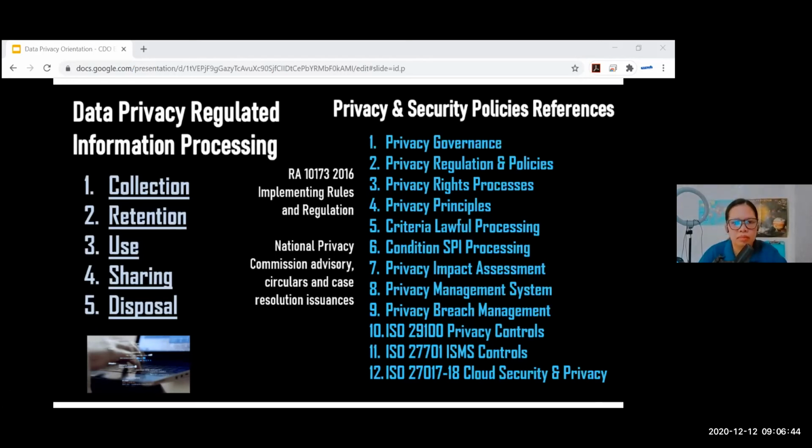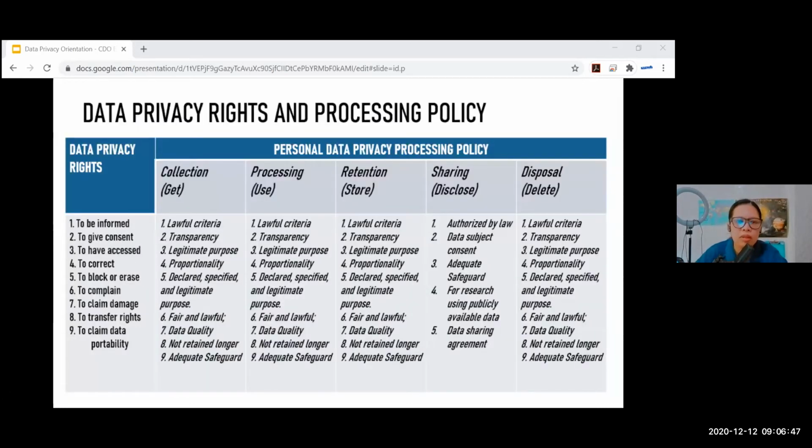Okay. And then we have here, it's actually the same thing that I showed you earlier. But if you take a look at that, it talks about the privacy principles. Now, what obligations are there in each of the steps when we're processing the information? What are the rights of our data subjects? So those are just a few things.